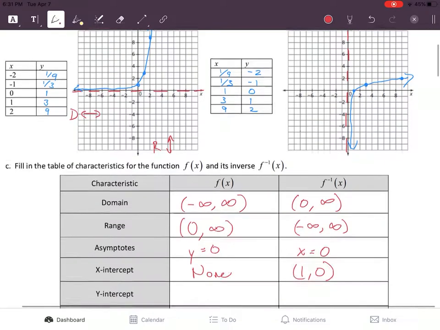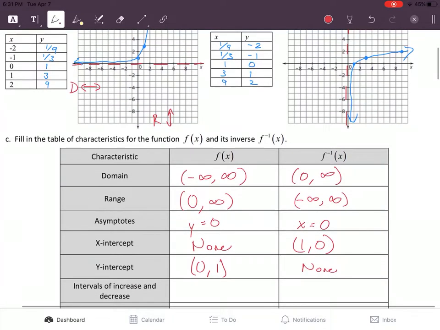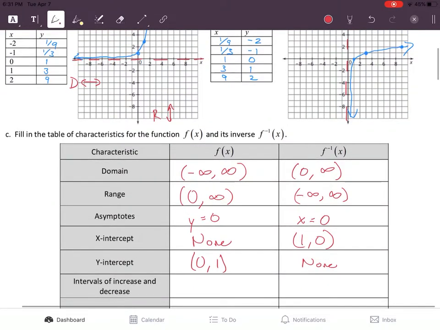All right. For the y-intercept, this does have a y-intercept where it crosses the y-axis. It is at (0, 1). But for the inverse, the asymptote is on the y-axis, so there is no y-intercept. All right, next, intervals of increase and decrease.